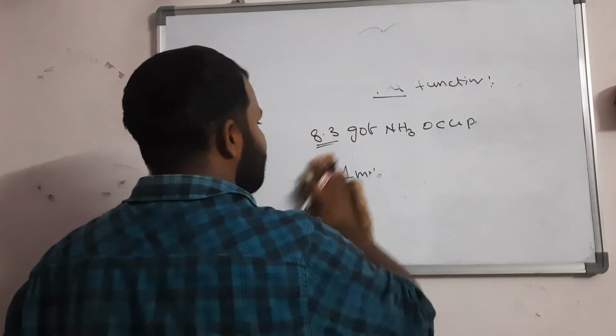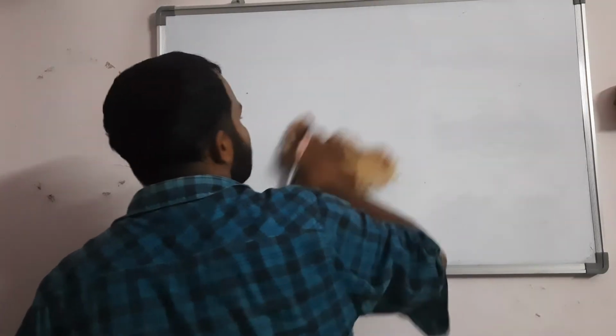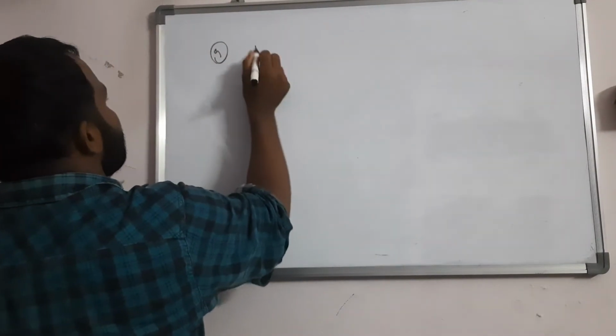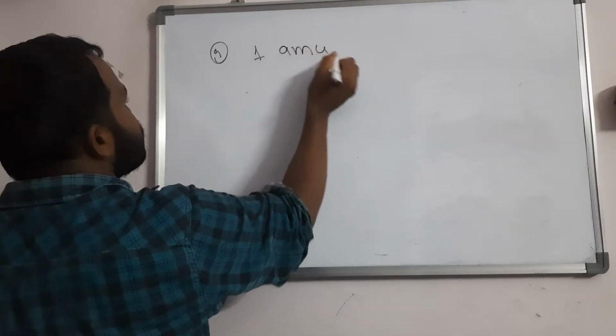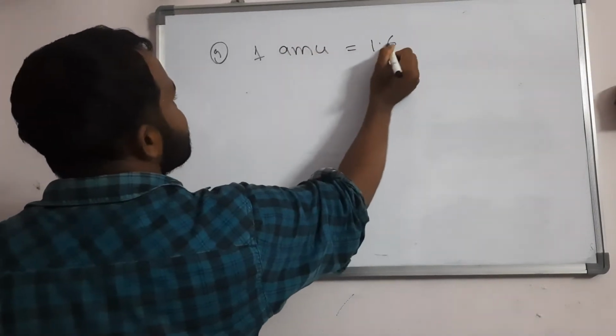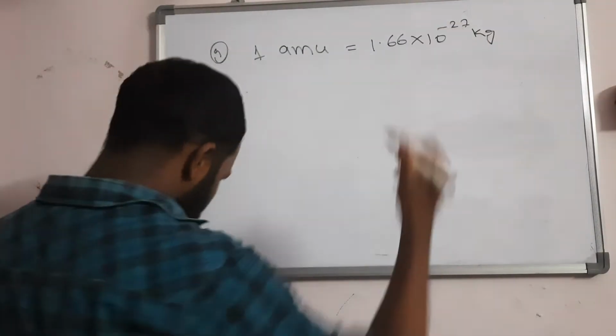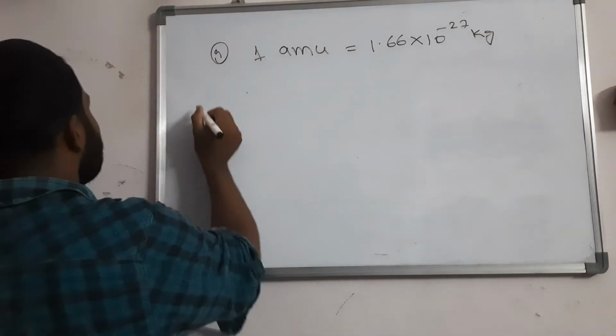Next, question number 9. Simple basic terminology, some definitions they asked. Easy concepts. Directly, they asked the value of 1 atomic mass unit, AMU. It is 1.66 × 10^-27 kg.